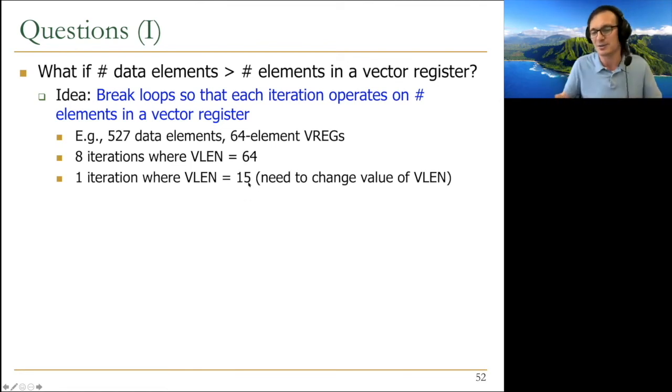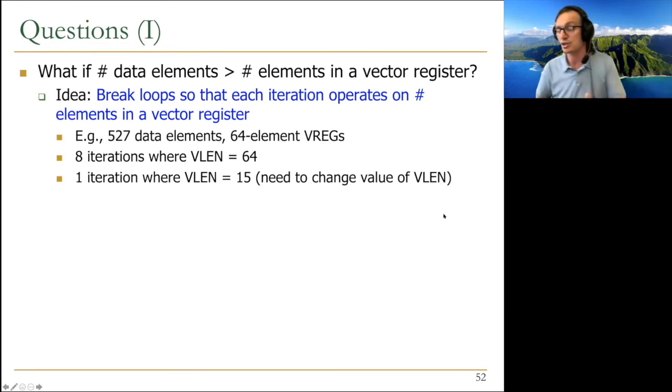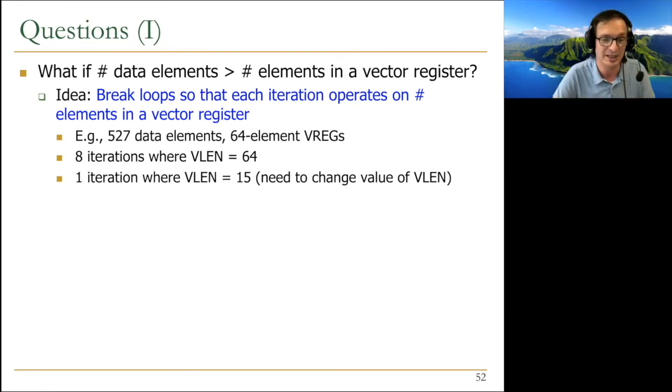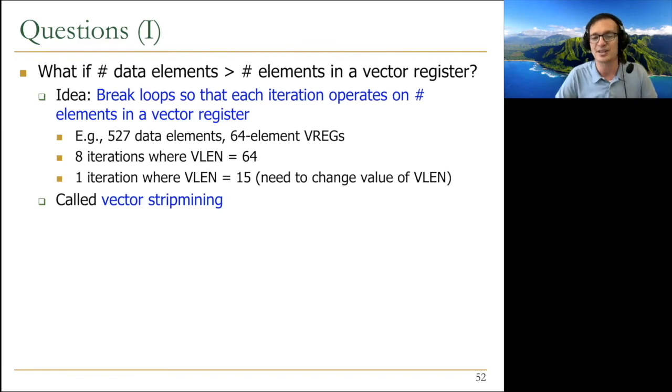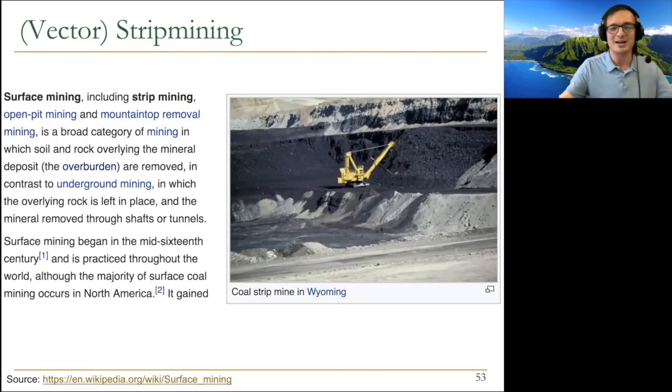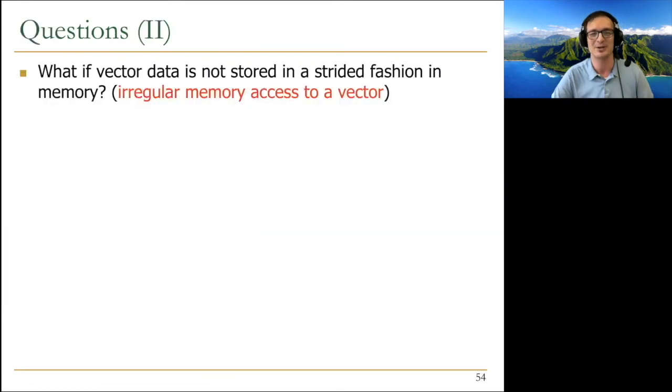That's what you need to do essentially. So you still have some control flow overhead, but you still amortize a lot of the overhead of instructions. But in the last iteration, or the first iteration, usually the last iteration, you need to change the value of vector length, which can actually cause a stall in the pipeline potentially. This is called vector strip mining for various reasons that I'm not going to go into. Basically you're strip mining the top of a mine, if you will, and it comes from this mining terminology, which I'm not going to go into.